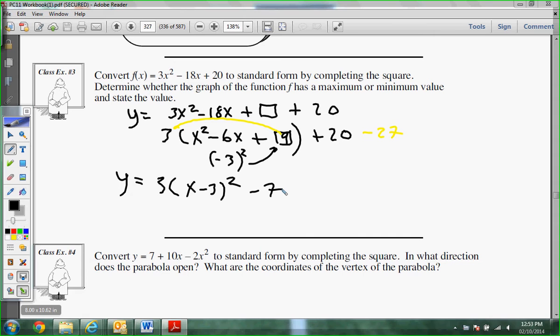It's the standard form. There it is. You have something to say, Sam? No? I thought you were about to say something.